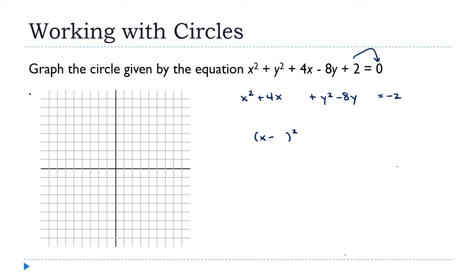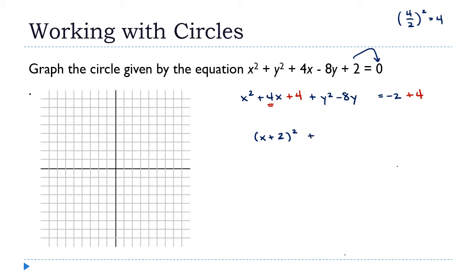I'm going to take the number that's in front of the x. That's the 4. I need a little scratch paper over here. I'm going to take the 4, divide it by 2, and square it. 4 divided by 2 is 2. 2 squared is 4. So I know that if I add 4 to both sides, that part becomes a perfect square. This is now x plus 2 squared.